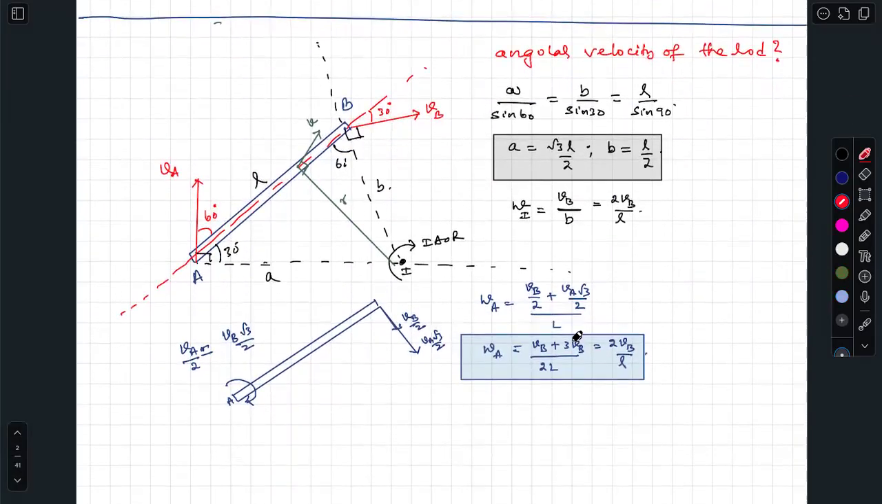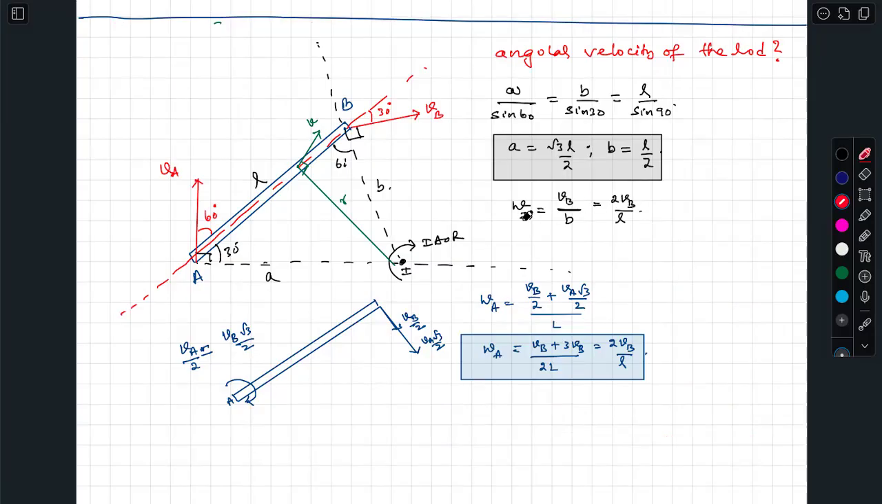Otherwise, sometimes what will happen? Sir, I have a rod-like arrangement like this. At this instant, the velocity of A is VA, and at that instant, the velocity of B is VB. Good question. I can find the angular velocity like this. Very simple. This angle is 30 degrees and this angle is 60. The data is given. What is going to be the angular velocity of the rod?